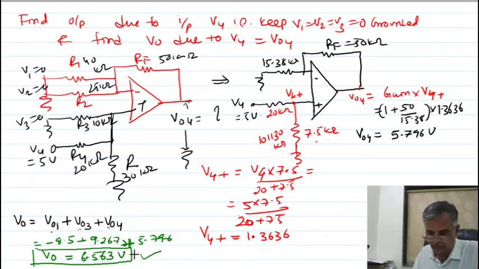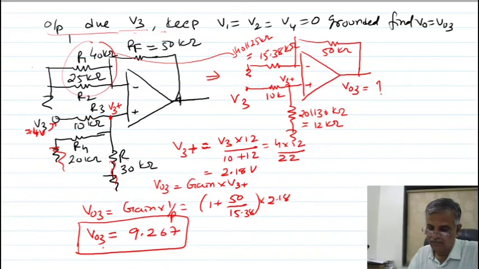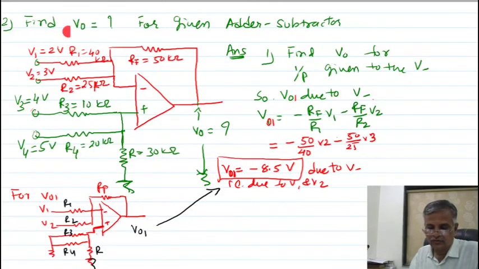What is the way we have done that? Let us see this. Question: find output voltage for a given adder subtractor circuit. So this circuit is given to you.